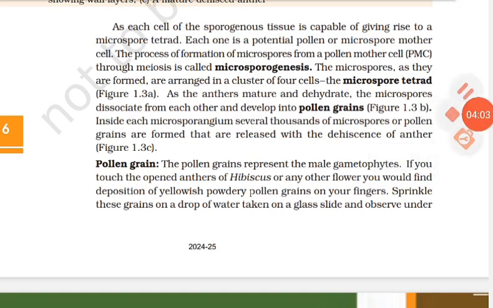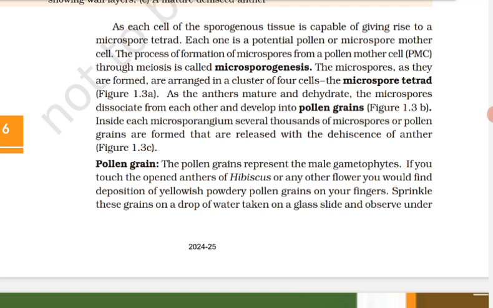Microsporogenesis. As the anther develops, the cells of the sporogenous tissue undergo meiotic divisions to form microspore tetrads. Microsporogenesis पढ़ रहे हैं.